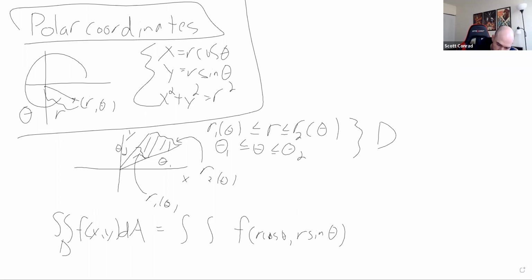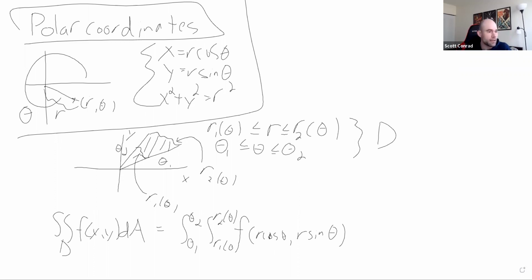r goes from, so we always integrate with respect to the variable bounded by functions first. So r goes from r1 of theta up to r2 of theta. Theta goes from theta 1 to theta 2.